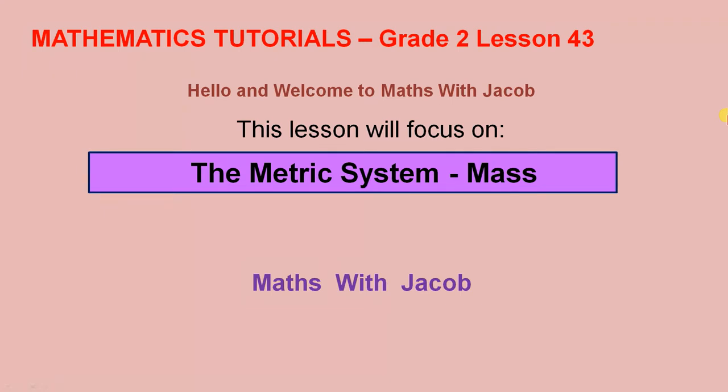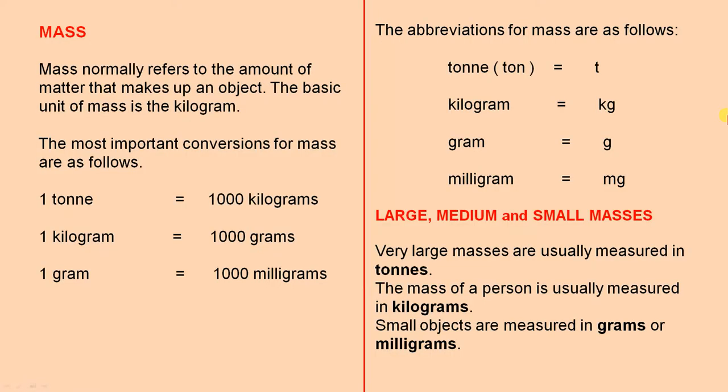This lesson will focus on the metric system, mass. Mass normally refers to the amount of matter that makes up an object. The basic unit of mass is the kilogram. The most important conversions for mass are as follows. 1 ton is 1,000 kilograms. 1 kilogram is 1,000 grams, and 1 gram is 1,000 milligrams.